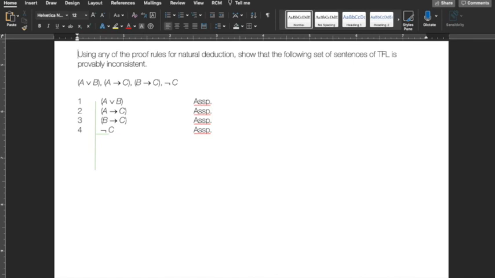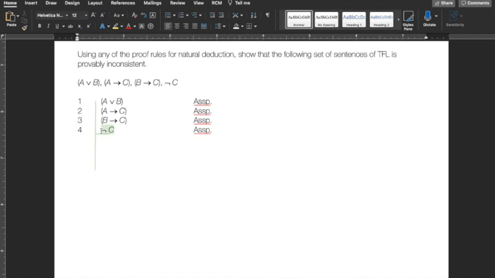Unlike our example of provable equivalence, our example of provable inconsistency will turn out to be pretty straightforward. We have here a set of 4 sentences, and we have to show that they're inconsistent. So they are A or B, if A then C, if B then C, and not C. I've written all of those out as our assumptions, and we'll show that they're inconsistent if we can prove a contradiction. So we need to find some sentence and its negation on this proof.